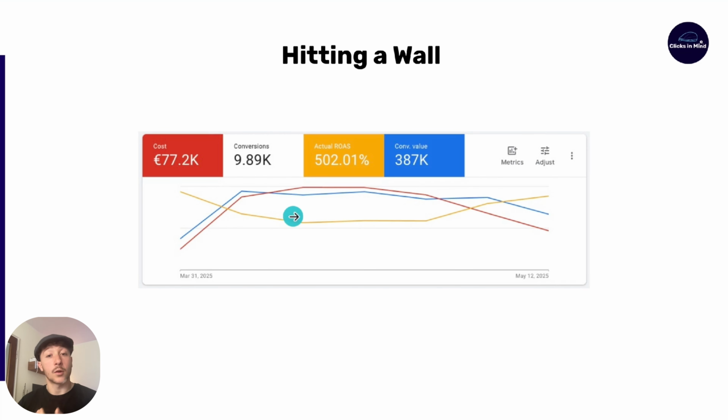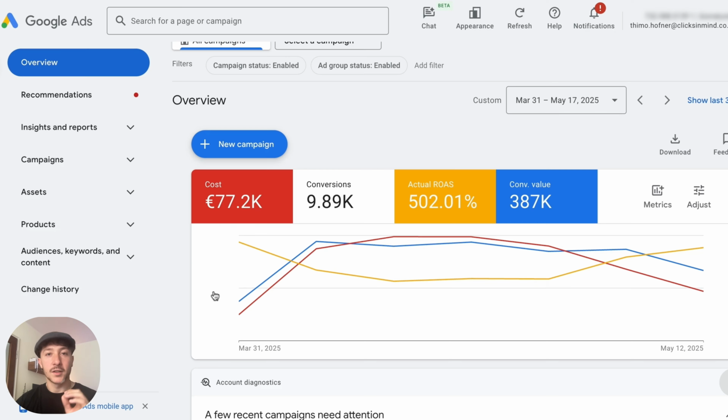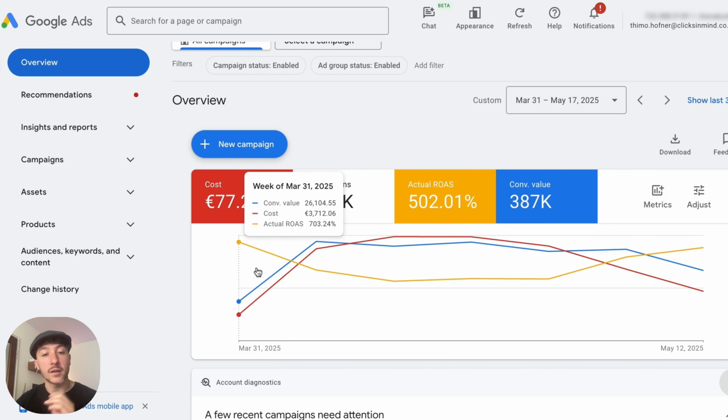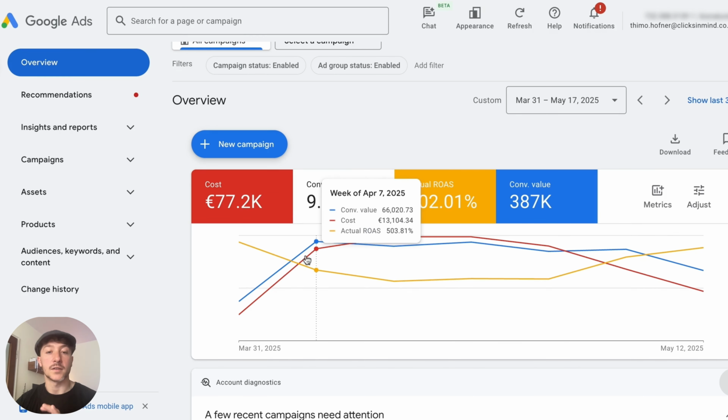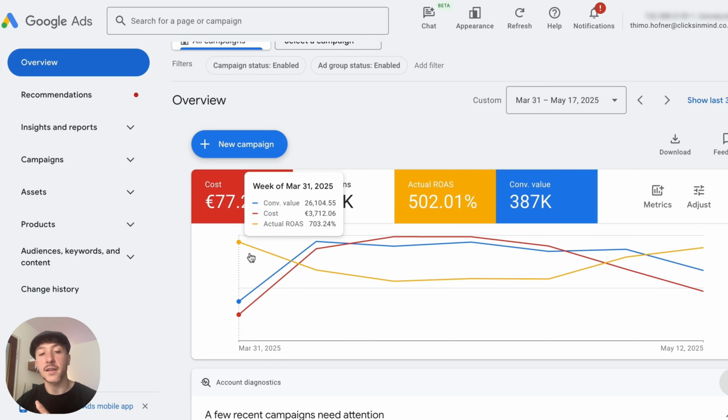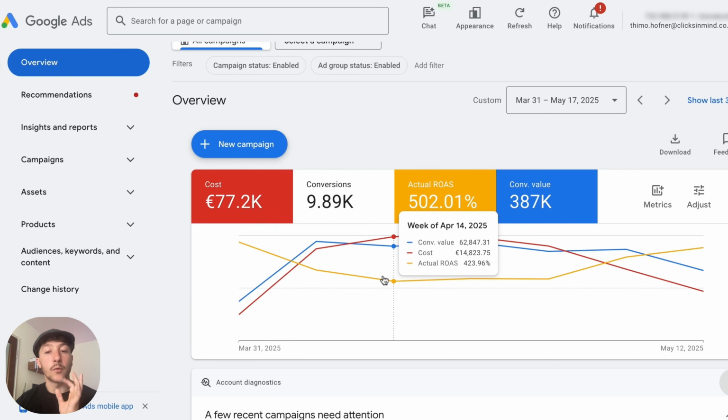So hitting a wall can look something like that. Costs go up, the conversion value goes up as well in this case, but you have to consider the actual ROAS and it decreases significantly. Let's look at it in the Google Ads interface. What you can see here is not ideal, but is a good case to see how that actually works. The costs increased from like 4,000 to 13,000, so increased by the factor 3, and the conversion value just increased from 26,000 to 66,000, so just a little bit more than doubled. And therefore you can see the ROAS completely tanking from 700% to 400%.